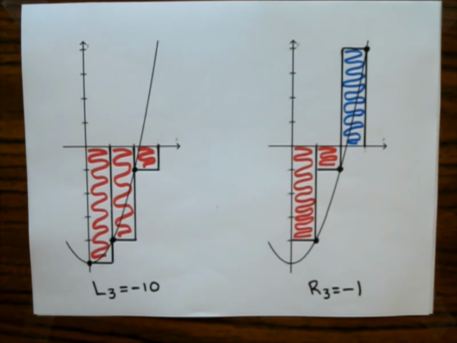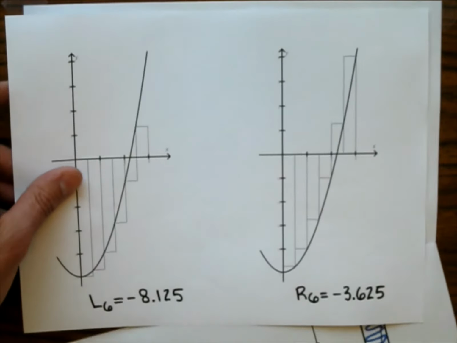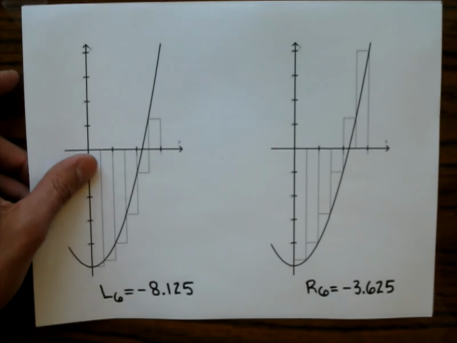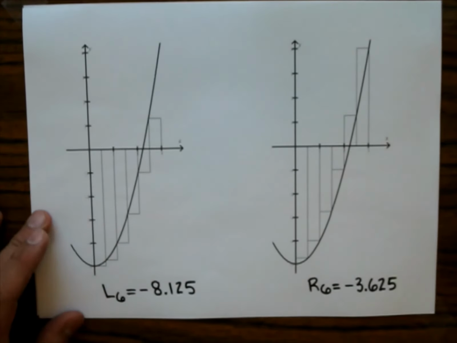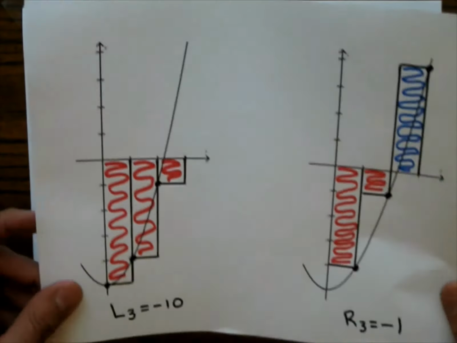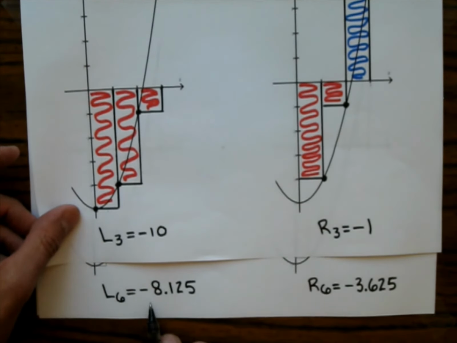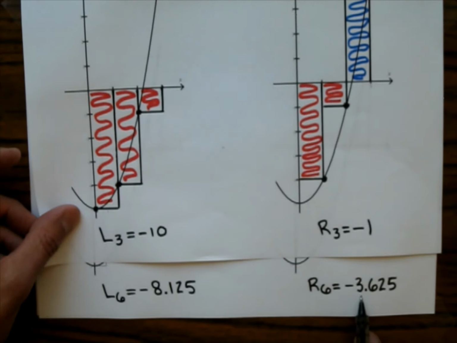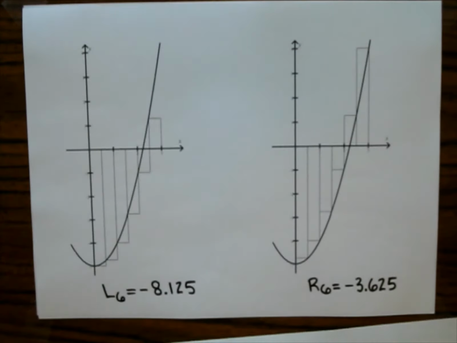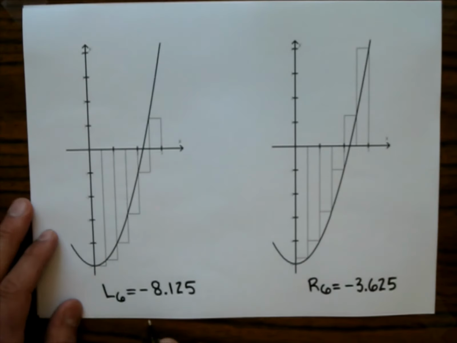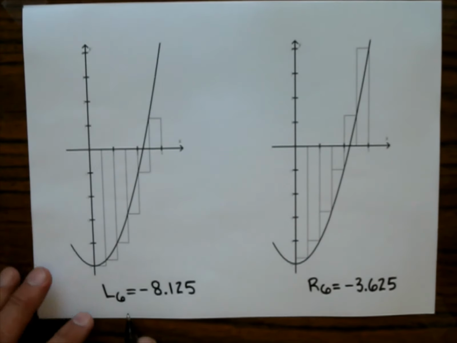Let's go ahead and do L6 and R6, and here's what the pictures look like. I'm not going to color them now because that would have taken a lot of time. And look at how they compare. We went from -10 to -8.1, and then we went from -1 to -3.6. And so these are a little more accurate. And so what we're trying to do is get an approximation of the net area.